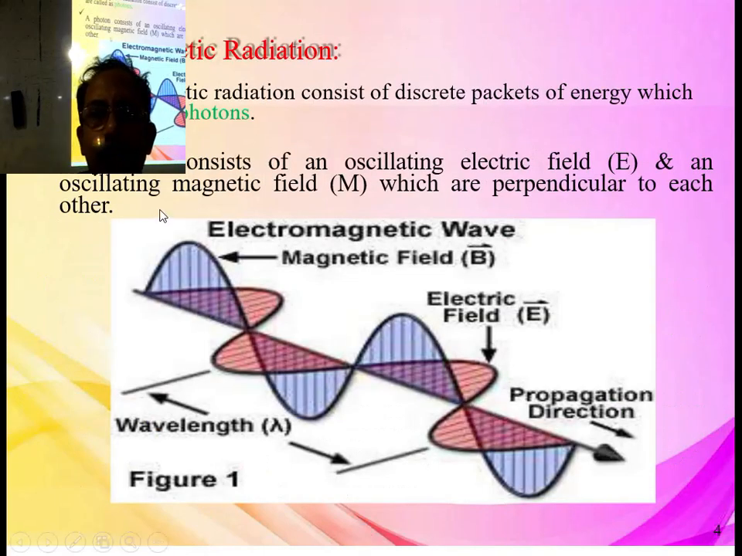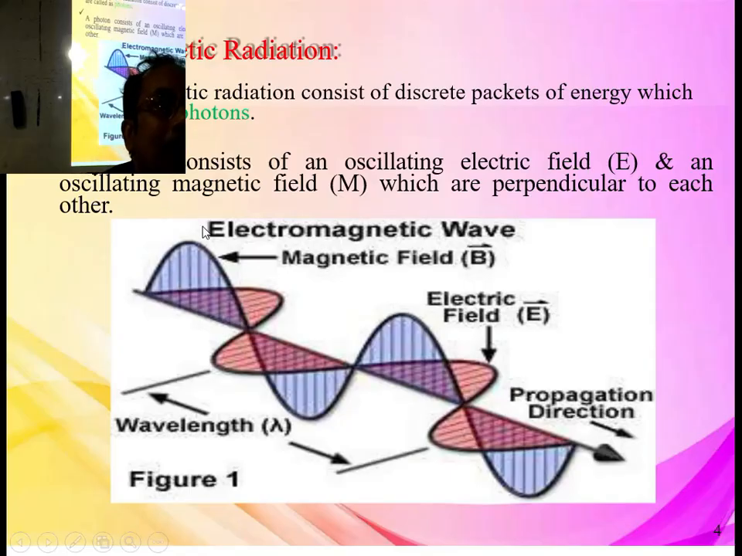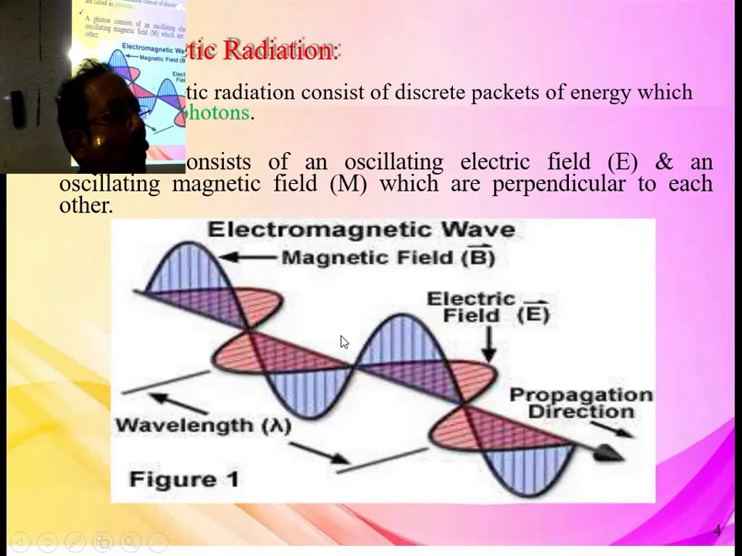Now this is called electromagnetic radiation. This term is very common to us. Light is a form of electromagnetic radiation. What is electromagnetic radiation? Electric field and magnetic field both propagate together, perpendicular to each other. If one is the electric field, the red one, the other is the magnetic field, the blue one. Both propagating together, we call it electromagnetic radiation. So light is electromagnetic radiation.